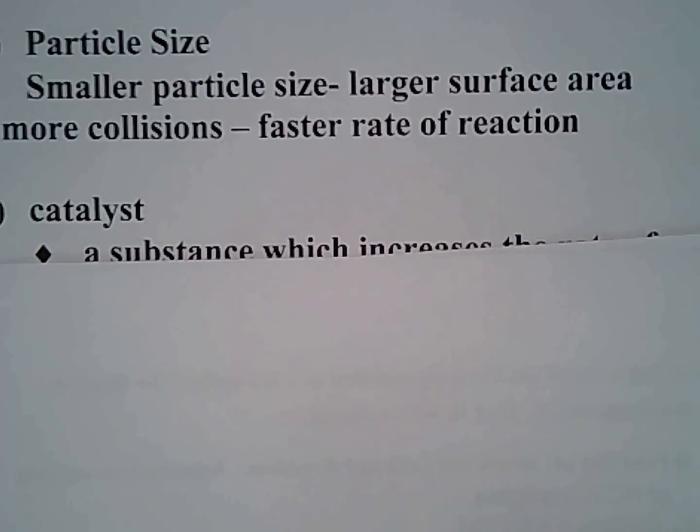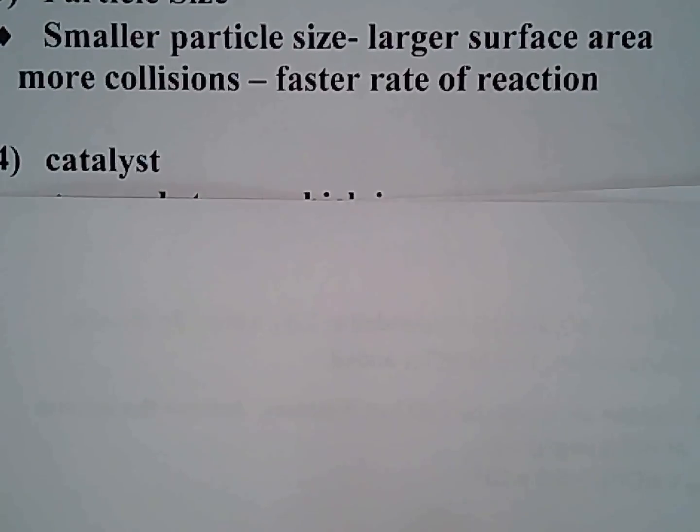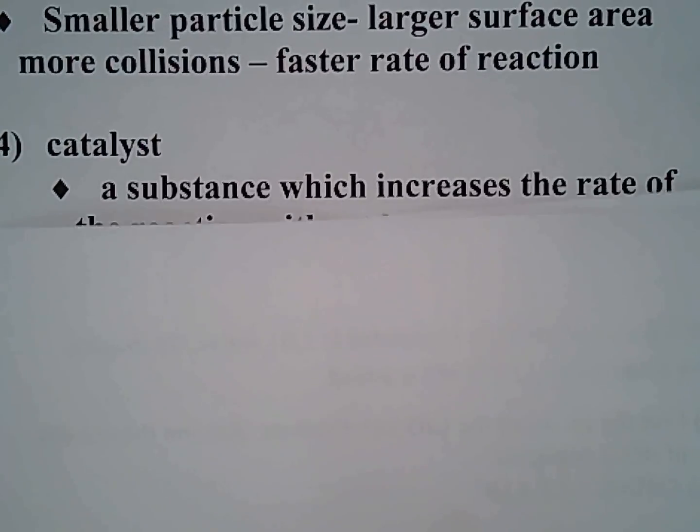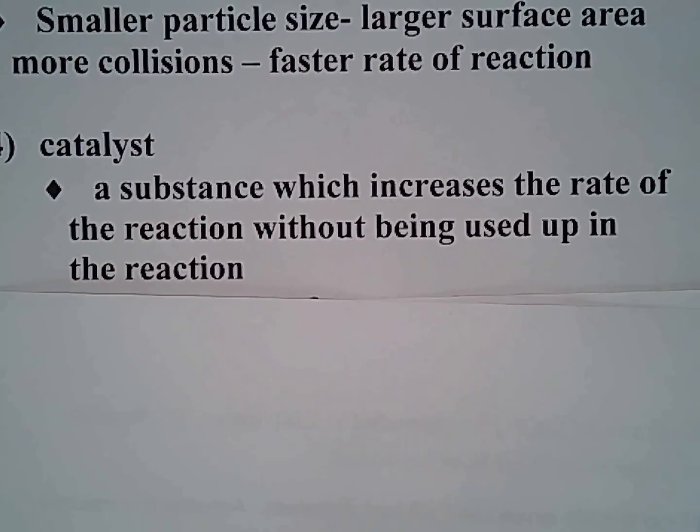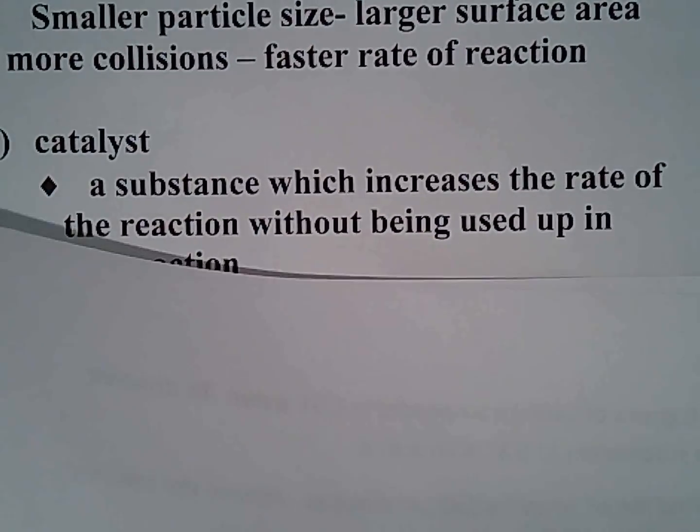But the big one I want to spend the most time on is catalyst, because that's definitely something we haven't discussed before. So a catalyst is quite unique in the fact that it is a substance which increases the rate of the reaction without being used up in the reaction. So that is why it's a very important substance that we can use in chemical and biological processes, because it doesn't get used up in a reaction.